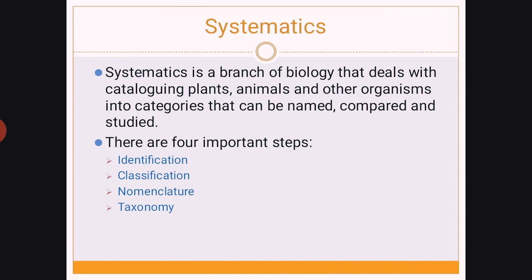Classification is the process by which anything is grouped into convenient categories based on some easily observable characters. It helps to study an organism conveniently. Nomenclature is the process to standardize naming of living organisms such that a particular organism is known by the same name all over the world.